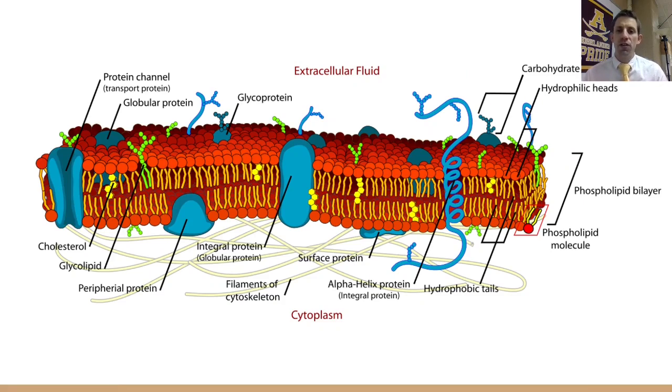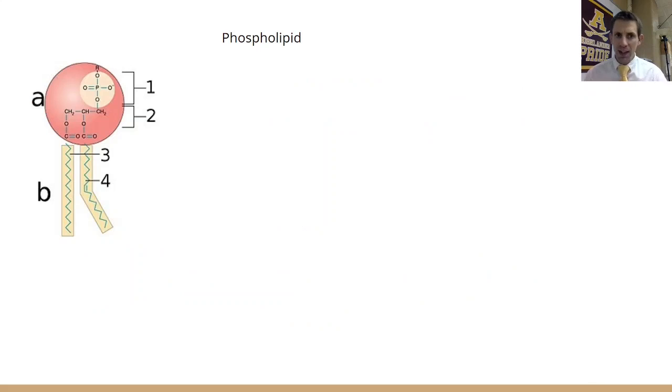So here we have another cross-section of a cell membrane with all of its parts. And as you take a look at this, there's a lot to see, but the main things to take note of are all of these red spheres with the orangish yellow tails hanging off of them. There's by far the most of those. And those are phospholipids. Here's an individual look at a single phospholipid.